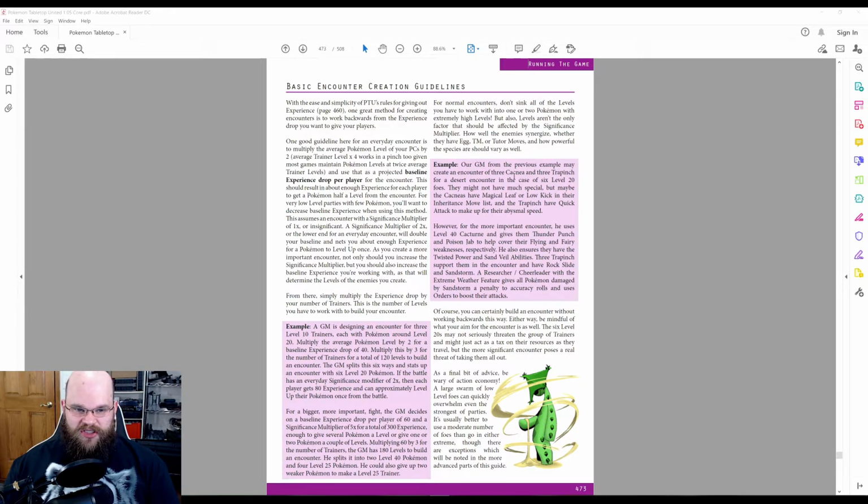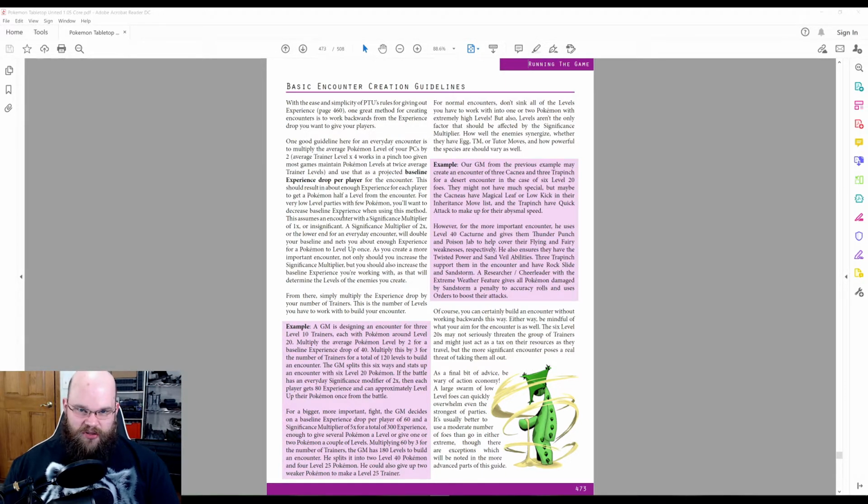So first what we're going to do, we're going to just go ahead and get into what the rules specifically state on creating encounters. So what it says to do is multiply the average level of your PC's Pokemon by 2. In the examples that I'm going to use, we're only going to have the one Machoke, who will be level 20. So the average level is 20. We're going to multiply that by 2 for 40 XP. Now this is designed to be your baseline experience point drop per player for the encounter, which should result in about a half a level or so for the Pokemon that your player uses in the encounter.